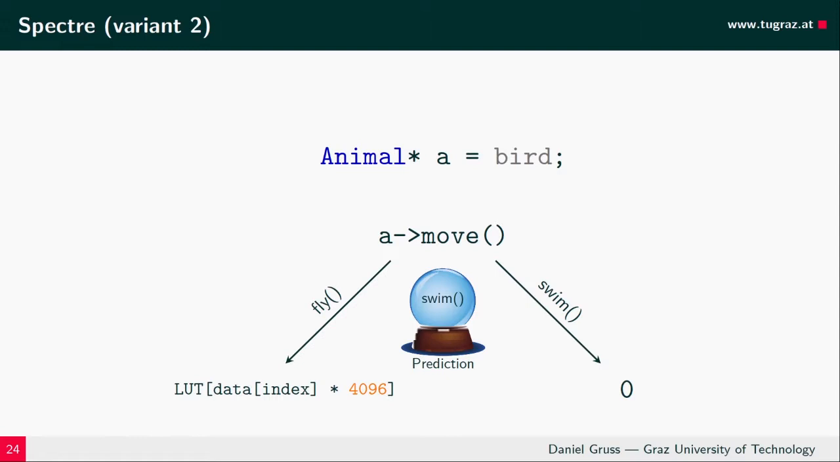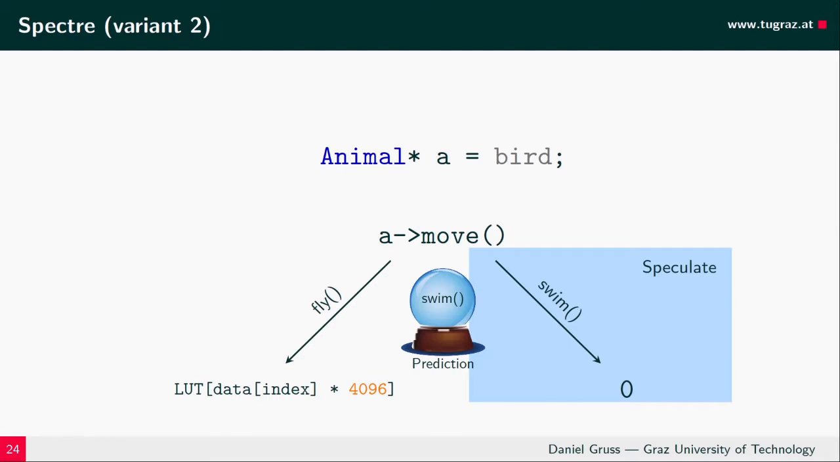There is a similar scenario for Spectre variant 2. I thought about a very simple scenario here, and I came up with this. You have a method which implements some move operation, and it either calls the fly method of the bird object, bird is derived from animal, or it calls the swim method of the fish object, which is also derived from animal. In one case, we will do some lookup table access with some data and some index that we control, and in the other case, we won't.